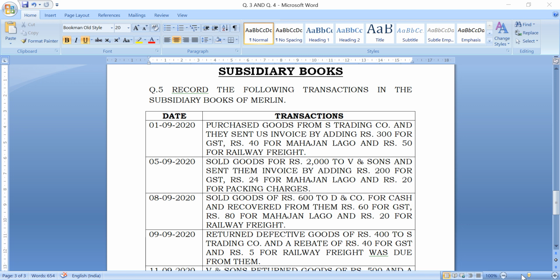Welcome to the lecture of Principles and Practice of Accountancy. Chapter number 1, Subsidiary Books is going on. All of you know that so far we have completed 4 sums. Am I right? And today it is time for question number 5. We have studied 4 questions.